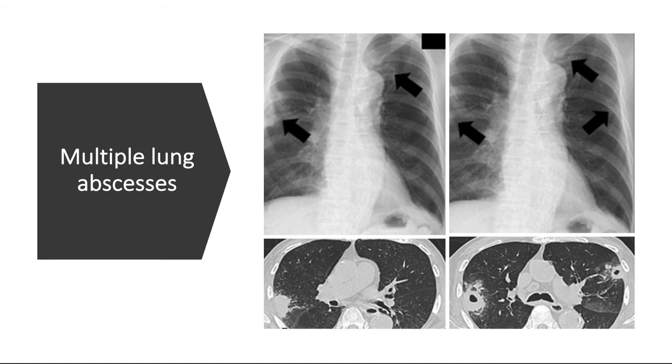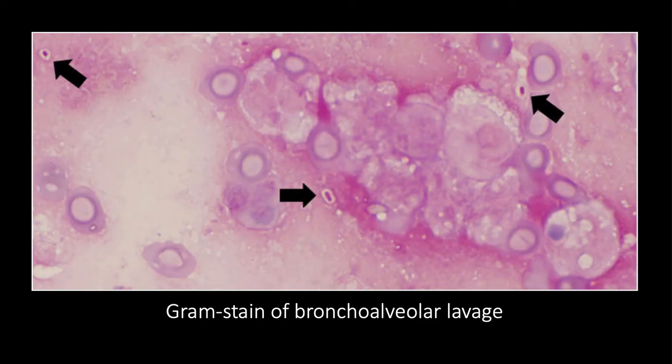The patient was hospitalized based on the diagnosis of multiple lung abscesses. To determine the causative pathogen, bronchoscopy was performed. Gram stain of bronchoalveolar lavage fluid showed only capsulated gram-negative rods, and the microorganism was identified as K. pneumoniae by conventional methods, and this particular microorganism is shown by the arrows.